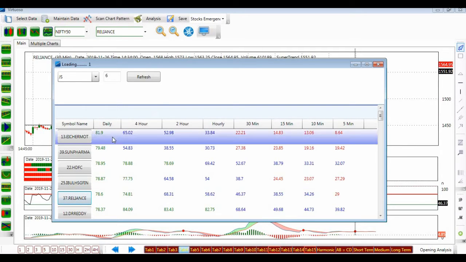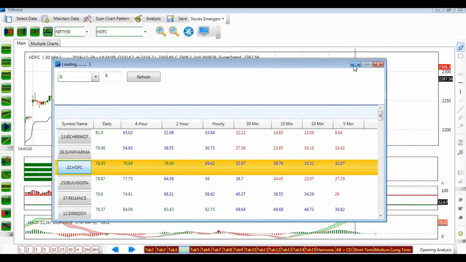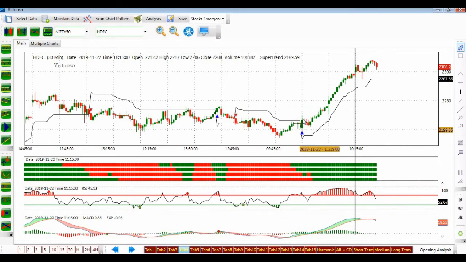Similarly, for the long term, if you are a swing trader or a short term trader, then you can only select these two. So if daily and 4 hours are giving you above 70, then you can actually opt for buying. So if you click here, HDFC. See, since last 3 days HDFC is in super buy, because this is the long-term view.